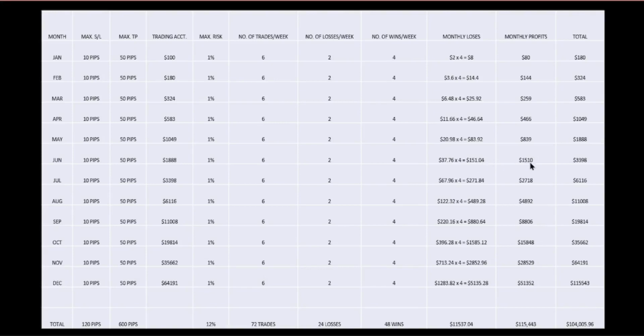And then throughout the month of June, we make a profit of $1,510. And then if you add $1,510 to this $1,888, you end up having $3,398. Okay? Now, we move to July. July, everything constant. Our trading account will change to $3,398. That's what we'll be trading with in the month of July. All right? Every other thing now remains constant.